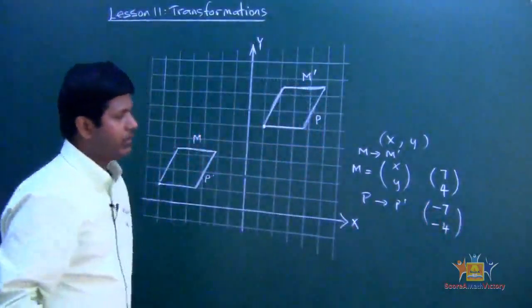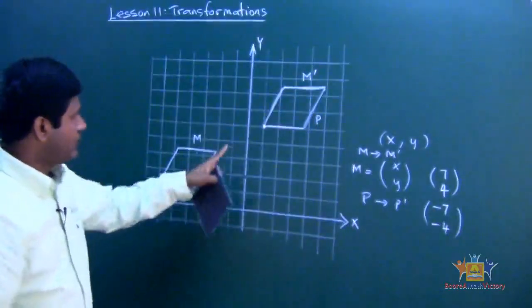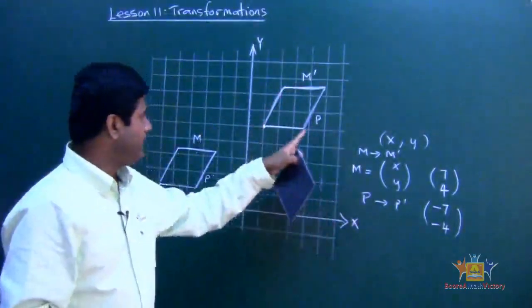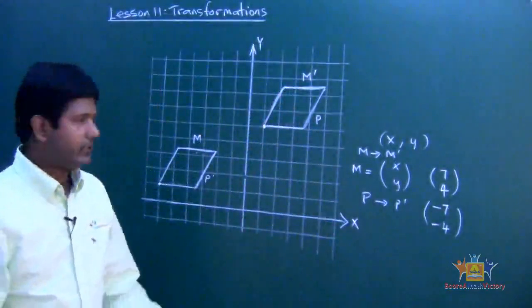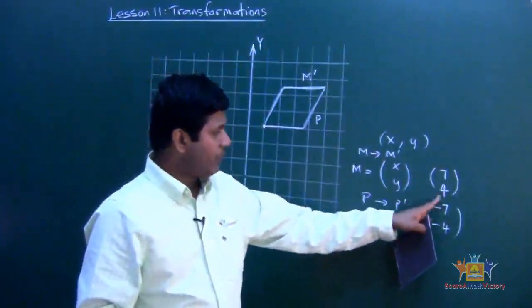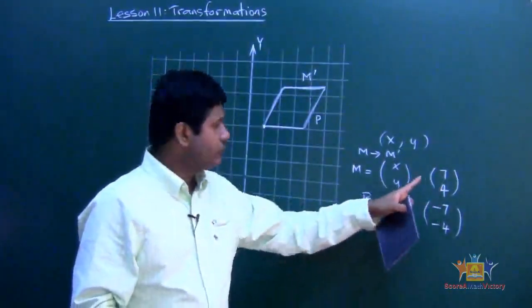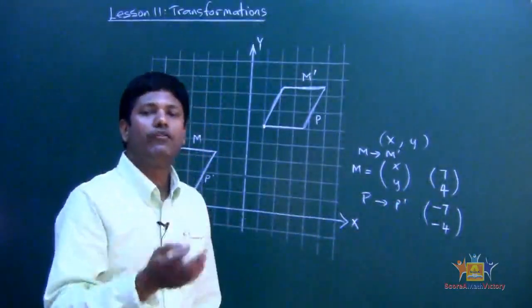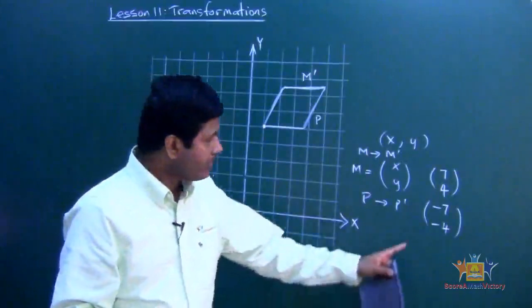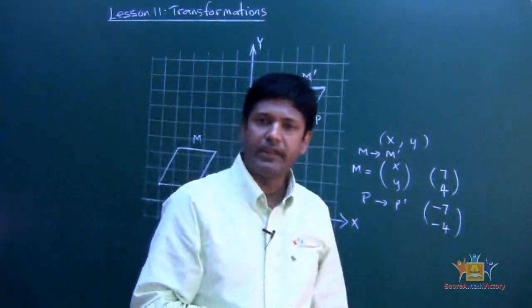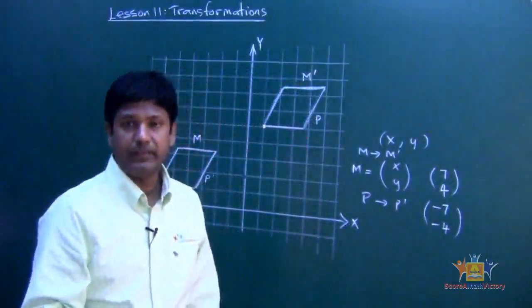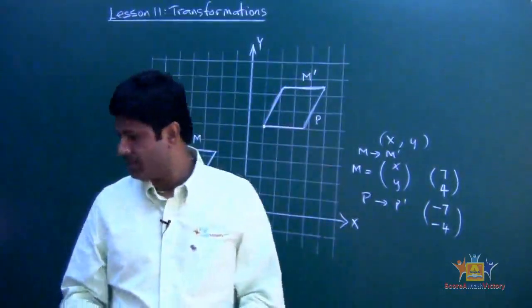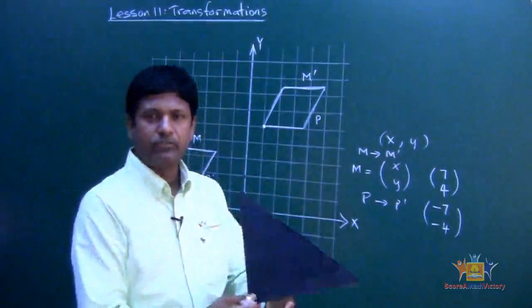Can you see the difference between the object to image for M to M image versus P to P image? I went from 7, 4. In other words, when you see 7, 4, you should know I'm going right 7 and up 4. If you see -7, -4, it's left 7 and down 4. See that?